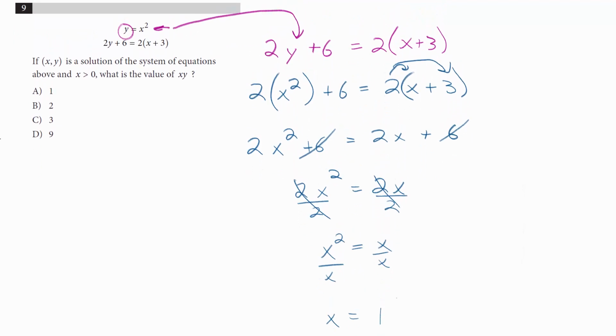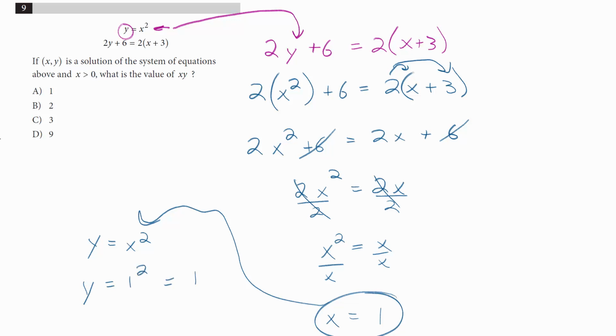So now we know that x equals 1. And we can use this value and plug it into our first equation, y equals x squared. If x equals 1, y equals 1 squared, which just equals 1. So y equals 1 and x equals 1. Be very careful reading the question. It wants to know what's the value of x times y. And in this case, xy is equal to 1 times 1, which just equals 1, which means that A is our answer.